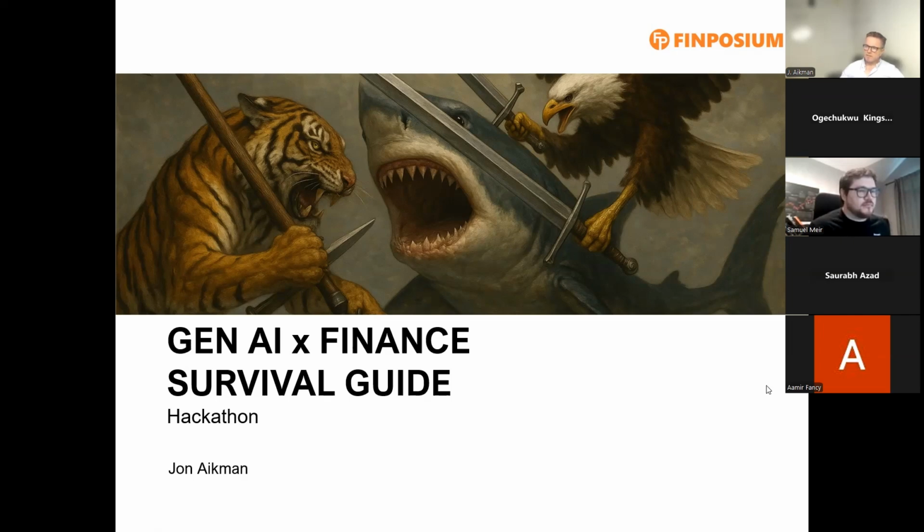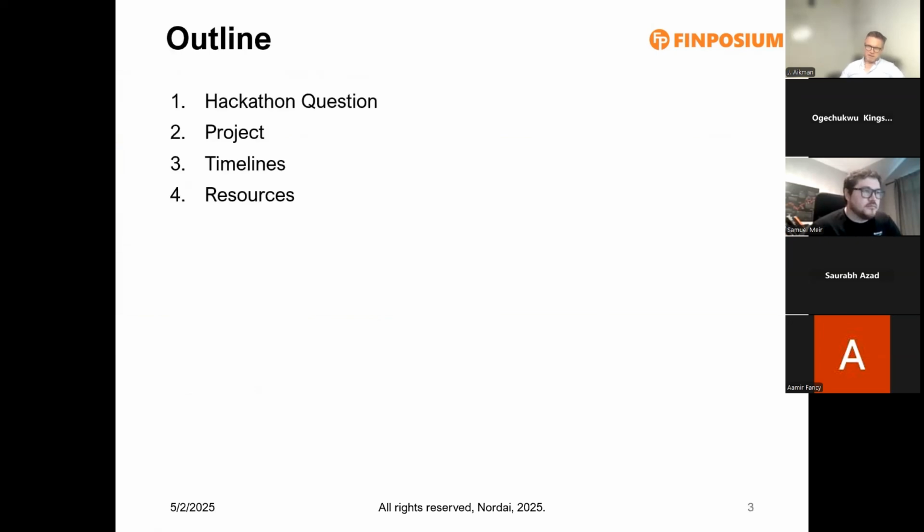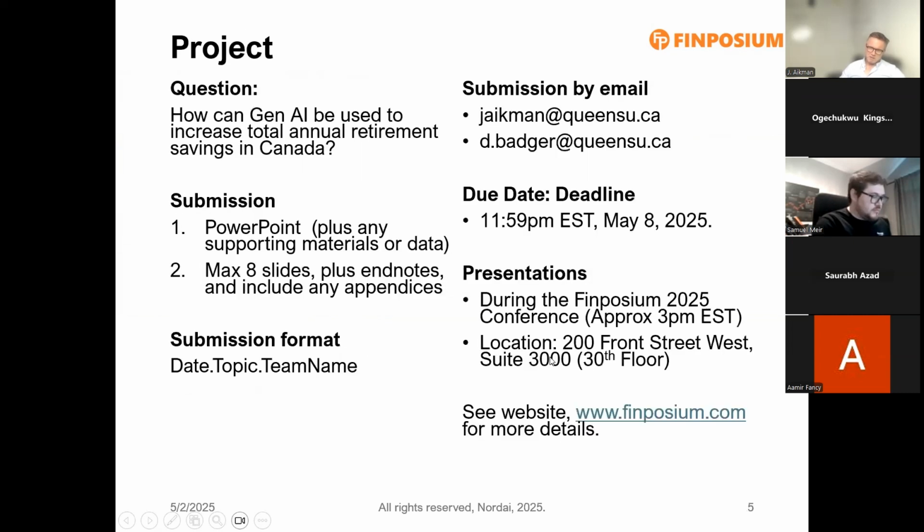All right. Where are we? Again, this is just the hackathon question, to get right to the point. How can Gen AI be used to increase total annual retirement savings in Canada? That is the fundamental question that you should be thinking about answering in a variety of different ways. So let's talk about this.